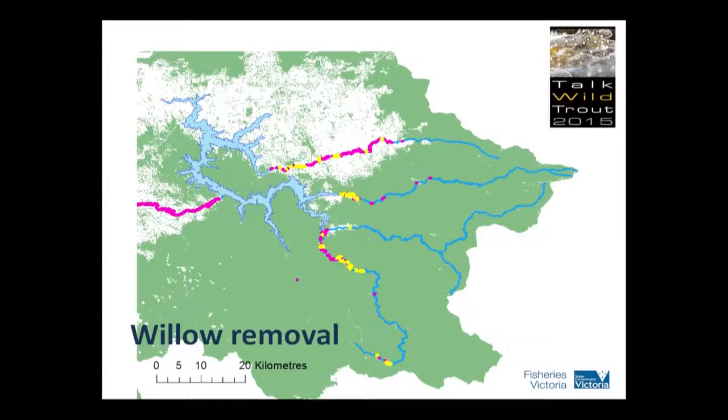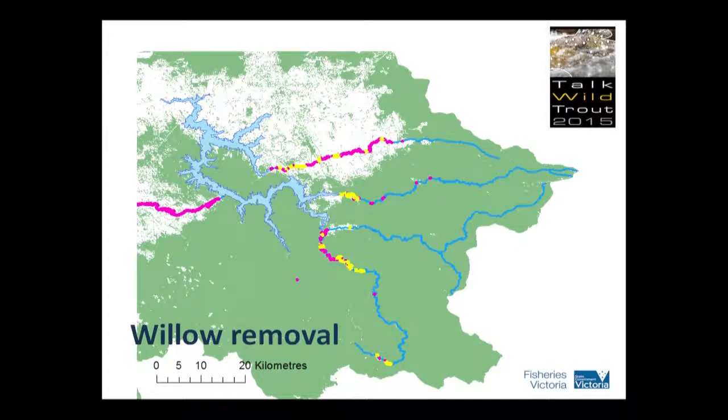Well, willow removal is an issue, isn't it? Well, potentially it is. So here we've got some data from the CMA showing you where willows have been removed on these areas in yellow. The pink is where the willows occur, and the yellow is where active management occurs to remove the willows.